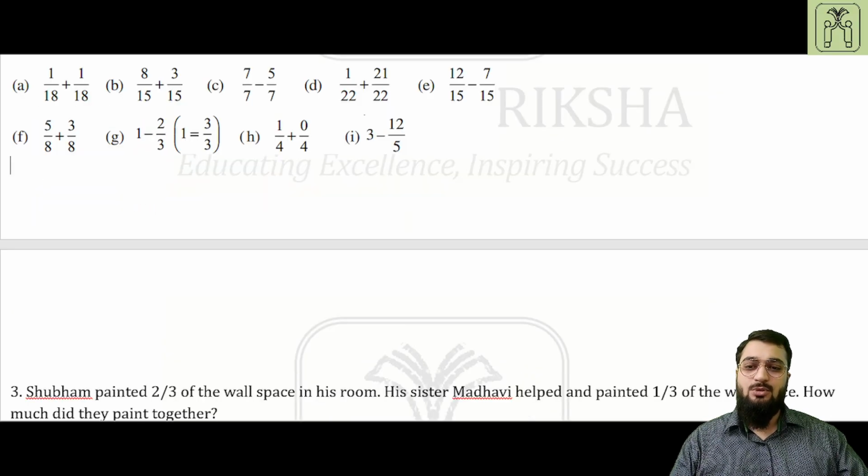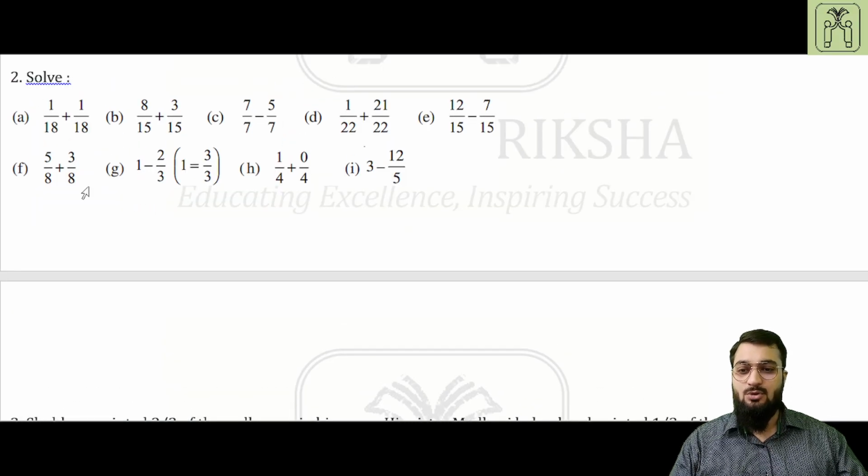We'll scroll down to the next question and that is we have to solve the following as per the given algebraic operations. You can see that most of them have the same denominators, so it will be pretty easy to solve. First, 1 upon 18 plus 1 upon 18 will give you simply 2 upon 18, because the denominator is the same, 1 plus 1 is equal to 2. Here also the denominator is the same, so 8 plus 3 is equal to 11 and this will give you 11 upon 15.